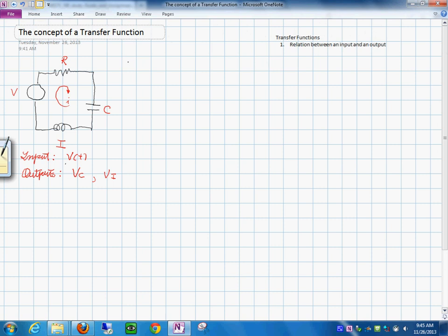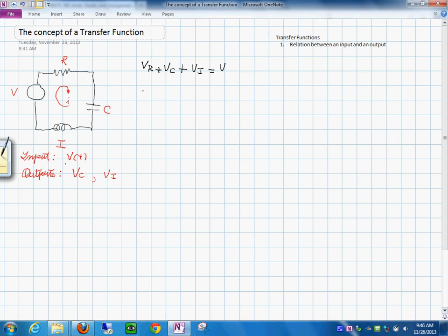over here and say, if you write Kirchhoff's law, you know that the summation of the voltages around the loop adds to the voltage V. So we could say that the voltage of the resistor plus the voltage of the capacitor plus the voltage of the inductor should be equal to the voltage V, right? Now, in this case, so this is the basic equation, right?